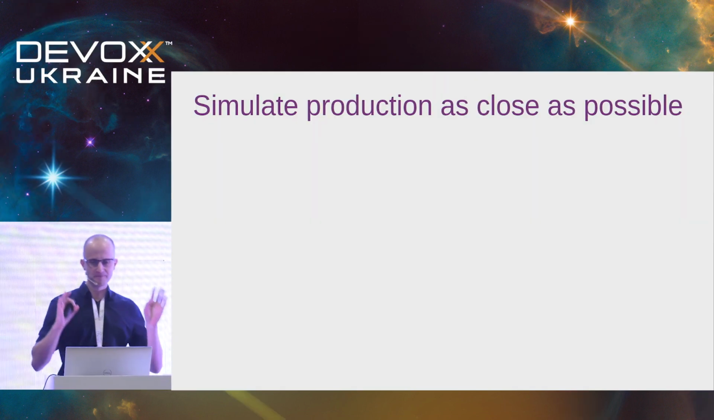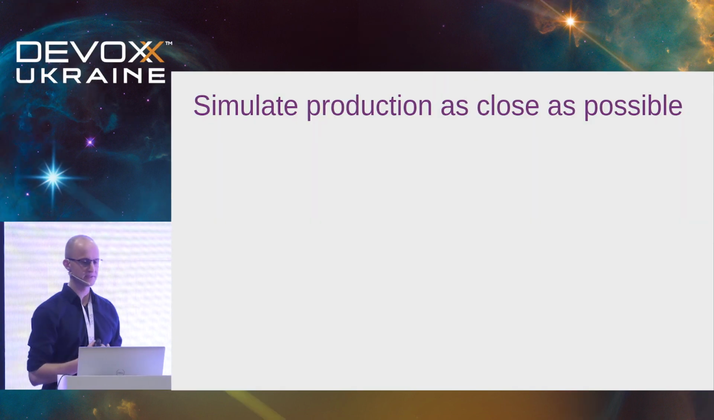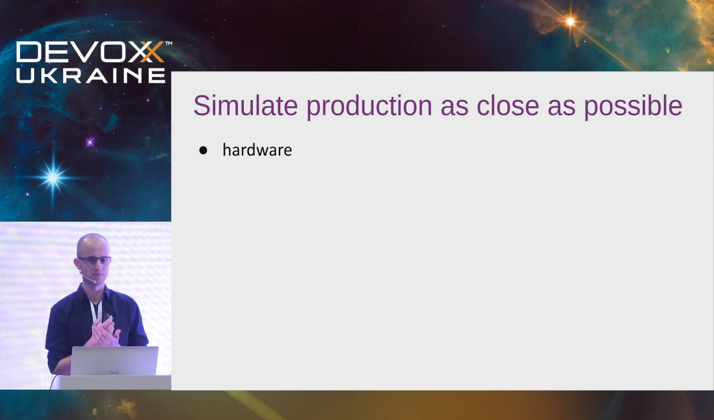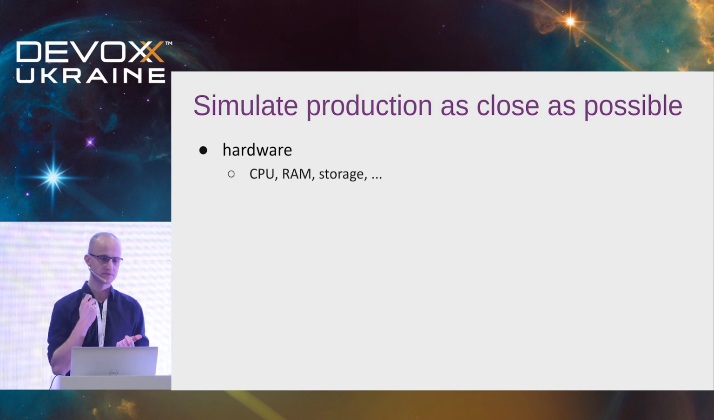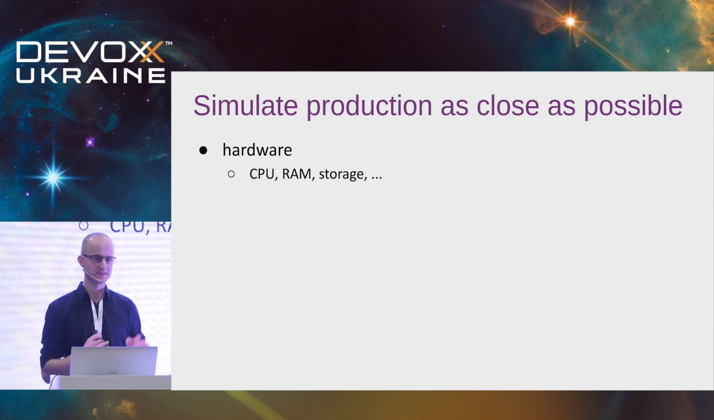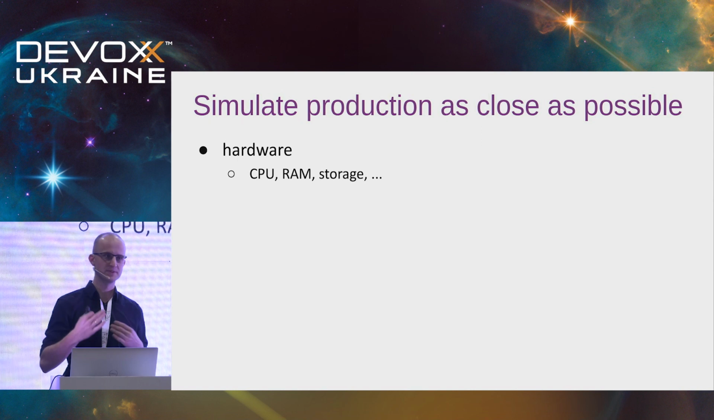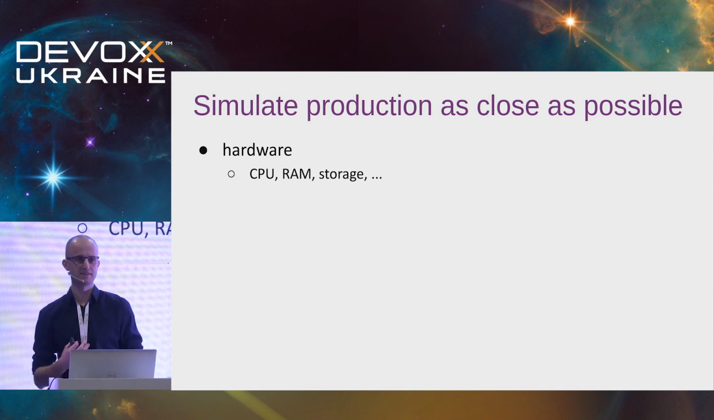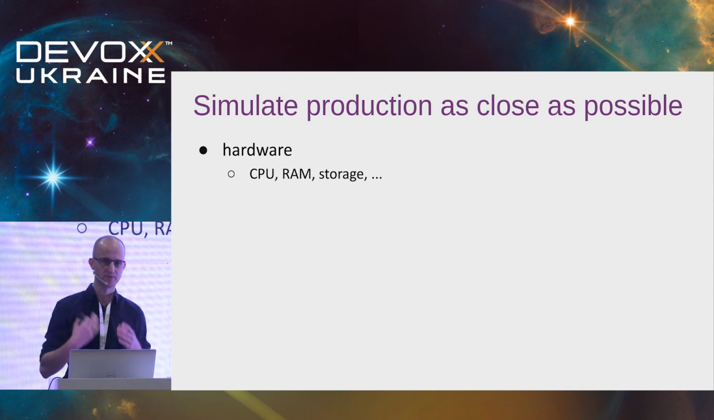Okay, first of all, good performance tests should simulate the production environment as closely as possible. In terms of hardware, that means the same CPU, RAM, and storage. Usually production machines are quite powerful. Powerful means costly, so there is a good chance that you will not be able to buy a copy of production environment just for performance tests.